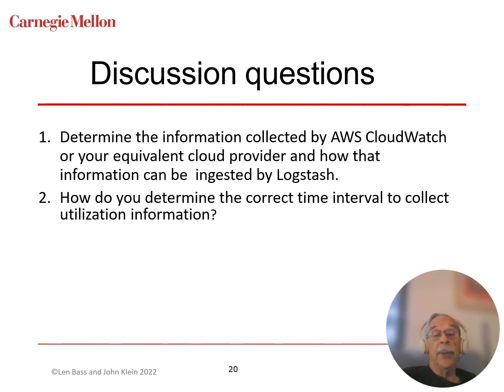So again, a couple of discussion questions. Look at AWS CloudWatch, or the equivalent from your cloud provider, and see how the information can be ingested by Logstash. So how do Logstash specifically and CloudWatch, or your cloud provider, interact? How do you determine the correct time interval to collect utilization information? Again, it's a trade-off. So you need to think about what the issues are.